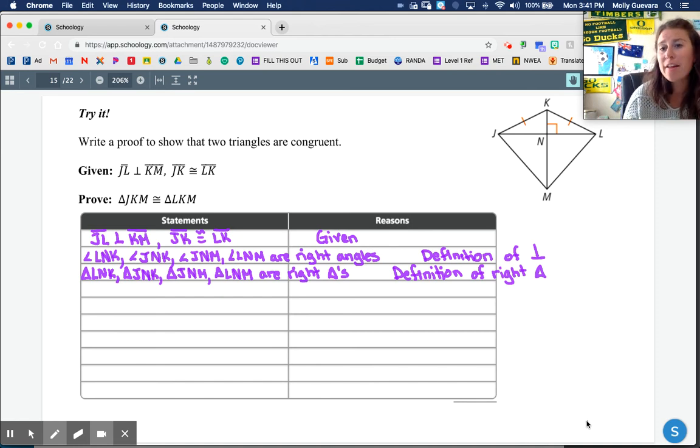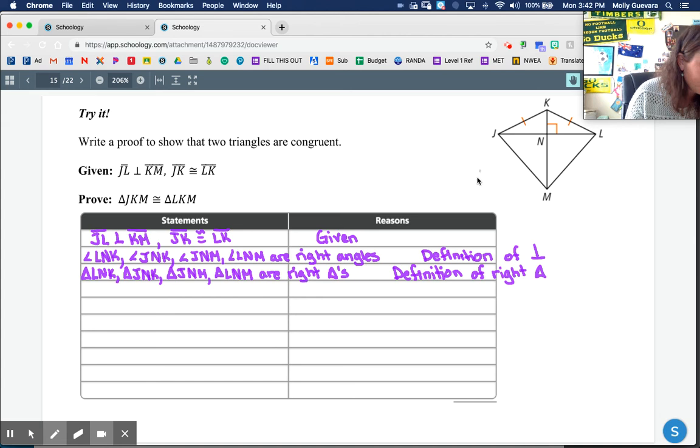Okay, so now that I know that all four of these are right triangles, what I'd really like to prove is that JKN and LKN are congruent. And I'd like to prove that JNM and LNM are also congruent. So if I can do that, then that's enough information for me to be able to say that the whole triangles are congruent.